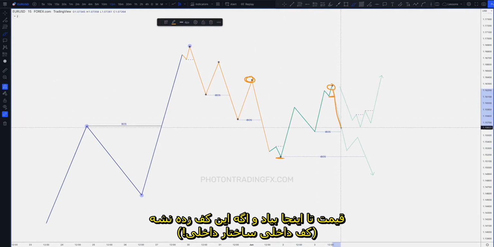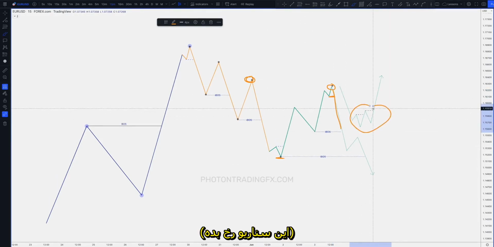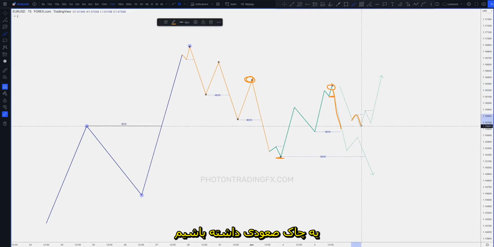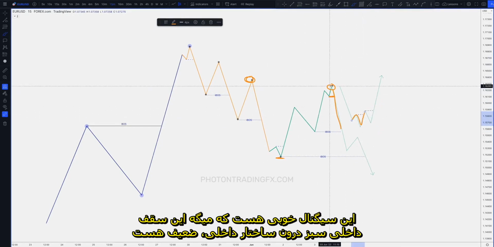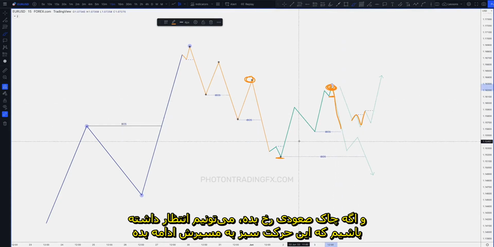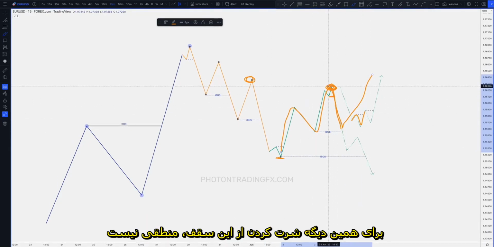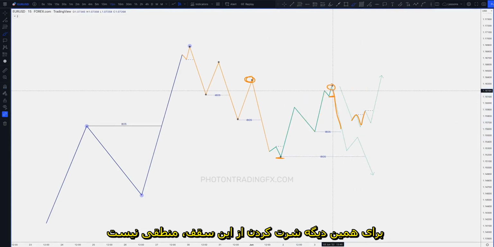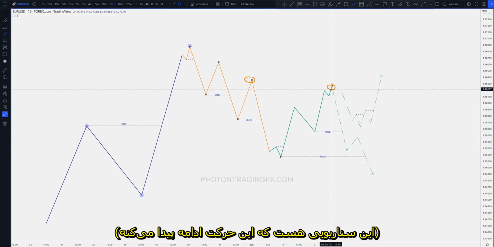come down to here. And if this low, this internal low of the internal structure, doesn't go, and we get this scenario here where it gives us a bullish CHoCH, at that point that's a very good signal that this green internal high is now weak. And we can expect that this green movement is probably going to continue if we get a bullish CHoCH. And that's when we don't want to be shorting necessarily from this high here. So that's the scenario in which this continues.